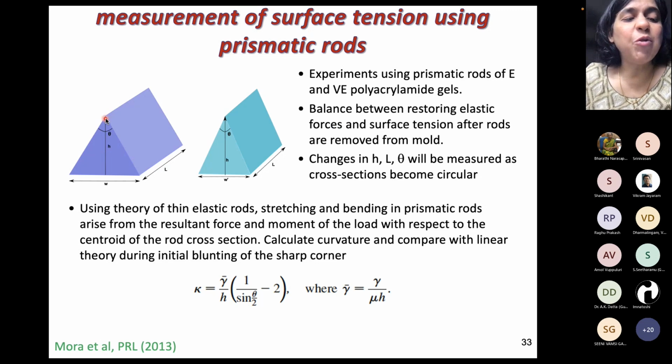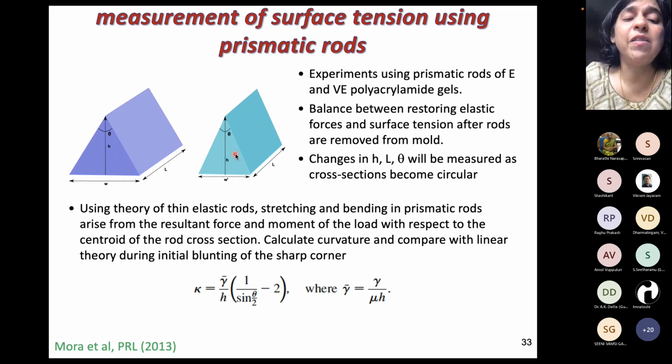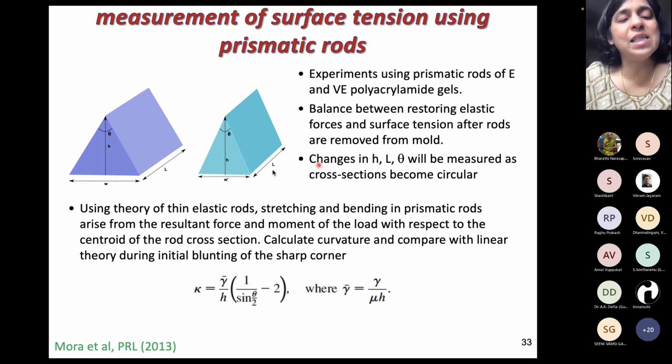If we keep track of the height, which is more or less the same in these two cross sections, in the left case, in purple, it is an equilateral triangle, whereas in the right, it is an isosceles triangle. The idea is that this blunting will happen where this prismatic rod is going to try and achieve a more circular shape. And so we will watch how the heights, the lengths, and theta, or the kappas in this region start changing as a function of time.